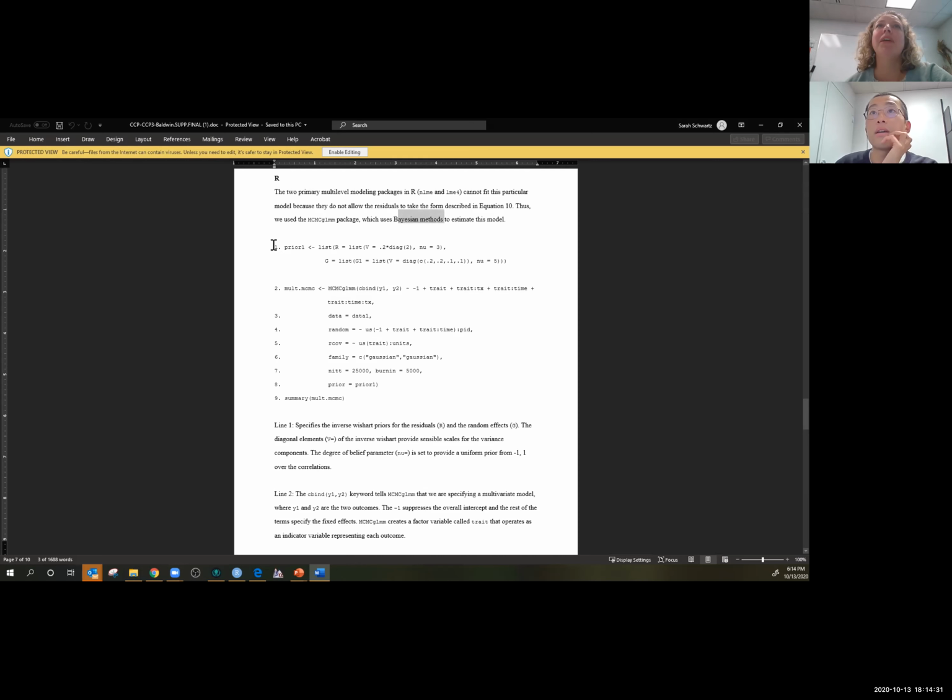Oh, there it is. It says Bayesian because they're inputting this prior distribution into it. Now you have to have some information on why you would choose this prior distribution. You can't just make it up. And this is not something that I've done a lot of. They say right here, the 2 primary multi-level modeling packages, NLME and LME4, those are the ones we're using, cannot fit this particular model because they do not allow for the residuals to take the form described in equation 10. So that's why they're going through this other Bayesian method, the MCMCglmm package. They can do this Bayesian, but again, they have to have this prior distribution specification.